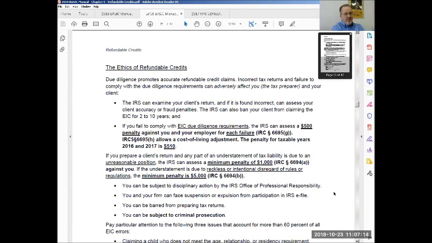Ethics of refundable credits. Due diligence promotes accurate refundable credit claims. Incorrect tax returns and failure to comply with the due diligence requirements can adversely affect you, the tax preparer, and your client. Basically, don't do it. As you read through here, if you fraudulently take an EIC or child tax credit, you lose it for 10 years. So imagine if you got caught when the child's 7 years old, and for 10 years, your income would dictate that you would get that earned income credit. And if it was minimal, you just lost $50,000, and also now they're 17 and they leave home.